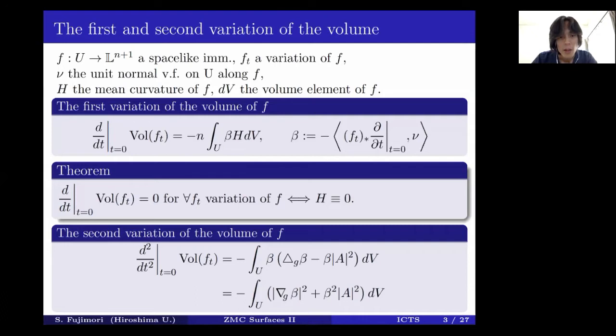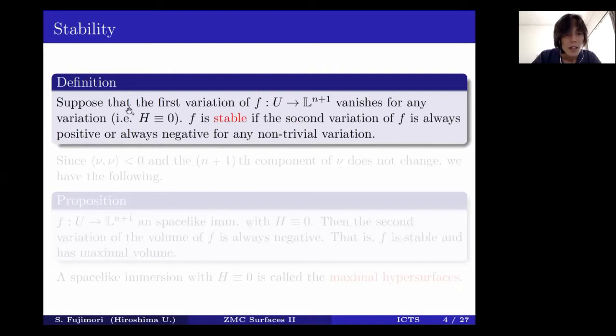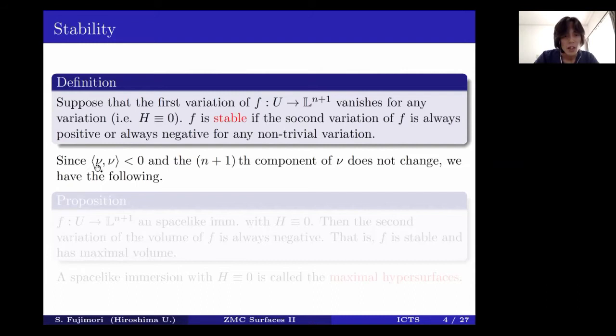I now give the definition of stability. Suppose that the first variation vanishes for any variation. That means H vanishes identically. Then F is stable if the second variation of F is always positive or always negative for any non-trivial variation. And since nu is time-like and the (n+1)-th component of nu does not change, we have the following.